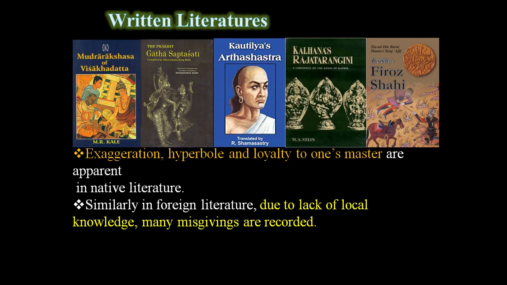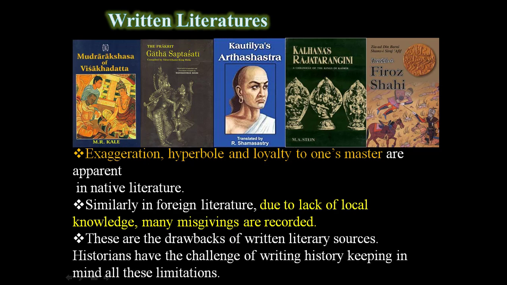So when he visited the southern part or northern part of India, he is going to identify how the people conveyed things by body language, and get what he understood. So due to the lack of local knowledge, many misgivings can be recorded. So these are the drawbacks of written literary sources in general that we are going to identify.